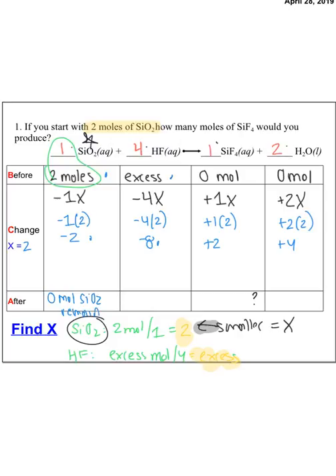Excess minus 8 is going to give us excess moles of HF remaining. And then 0 plus 2 gives us 2 moles of SiF4 produced, and 0 plus 4 gives us 4 moles of H2O produced. This question asks for how many moles of SiF4 would you produce, so there's my answer right there. 2 moles of SiF4 will be produced.